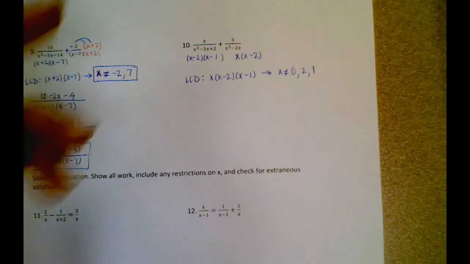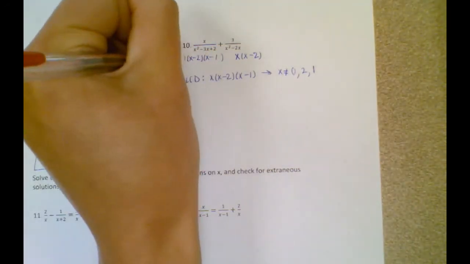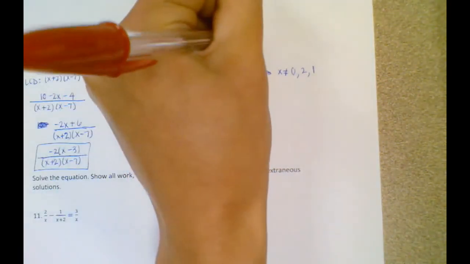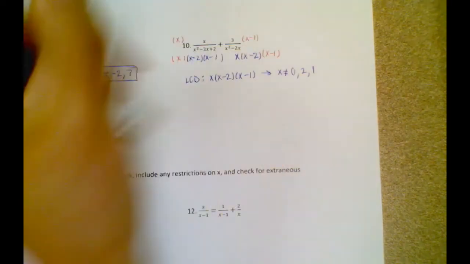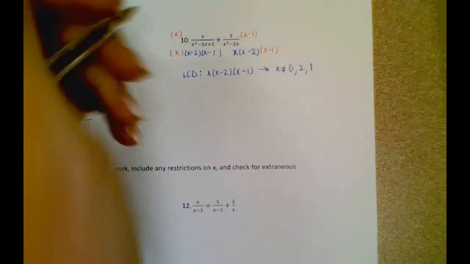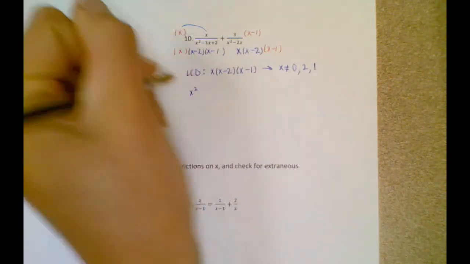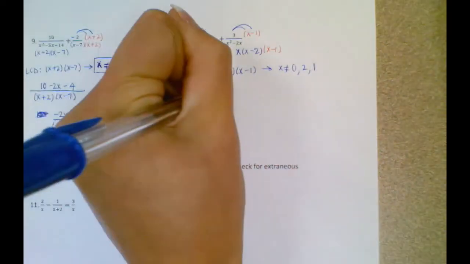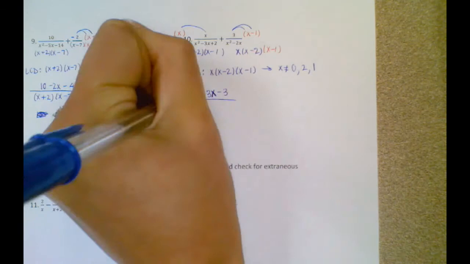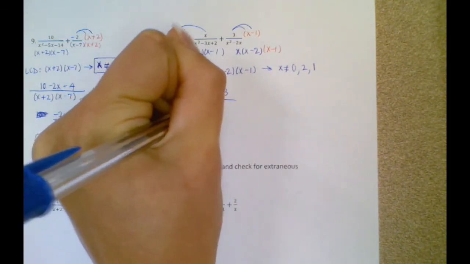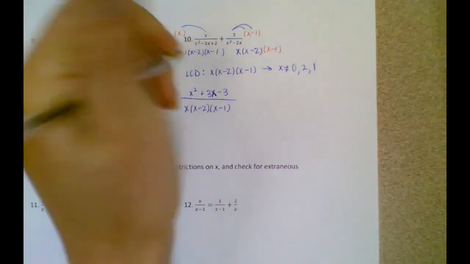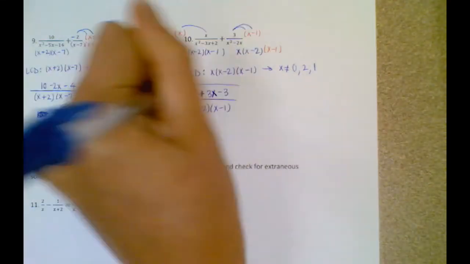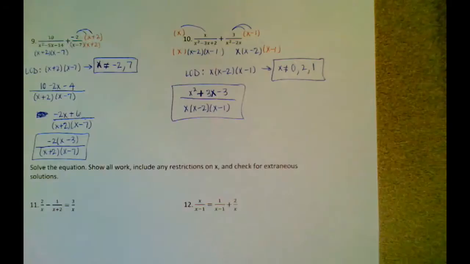Alrighty, so let's see what's missing. This has the x minus 2 and the x minus 1, so just the x is missing here. This has the x minus 2. This is missing the x minus 1. Alrighty, now they have common denominators. Let's do our thing. x squared plus 3x minus 3 all over x times x minus 2, x minus 1. You can't find factors of 3 that add or subtract to get 3, so that's actually simplified all the way. And those are your restrictions. Okay?